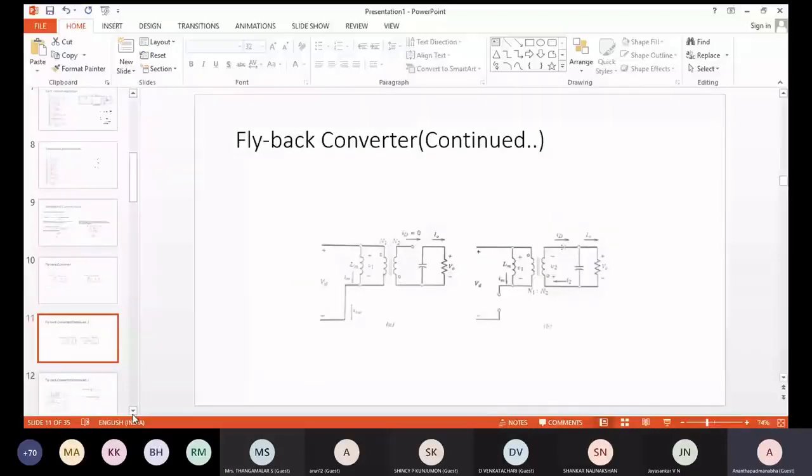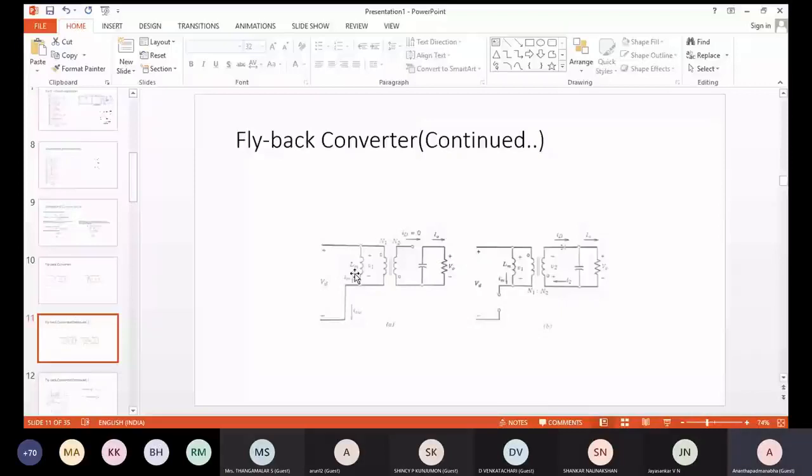Again, during on mode, that means when the MOSFET is kept on, how the equivalent circuit looks like. So figure A is the circuit which comes into picture when the MOSFET is on, and figure B is the image describing the condition of the circuit during switch off of the MOSFET. Okay, and as you can see here, LM, the magnetizing inductance, is shown.